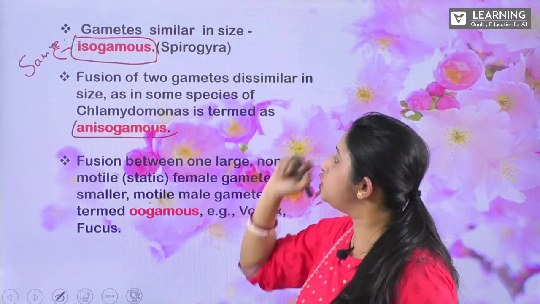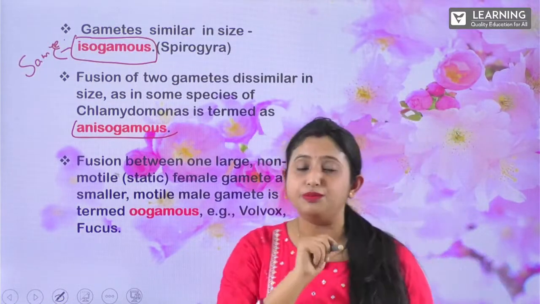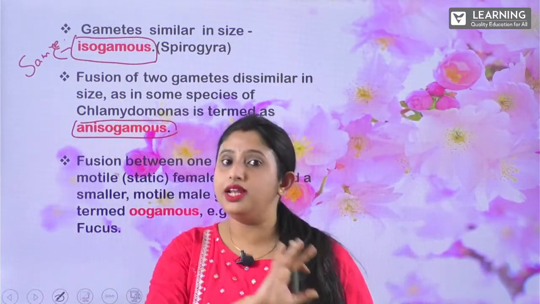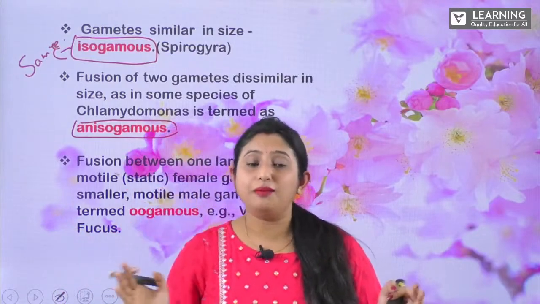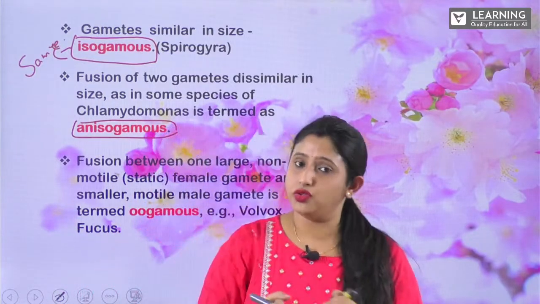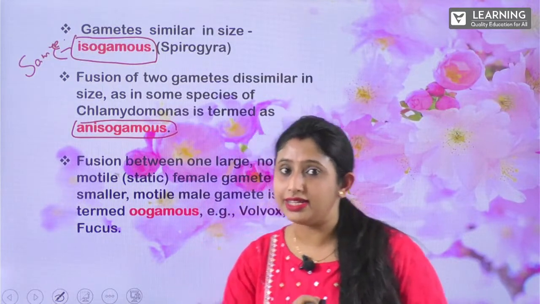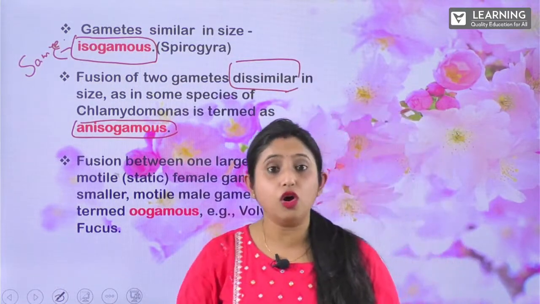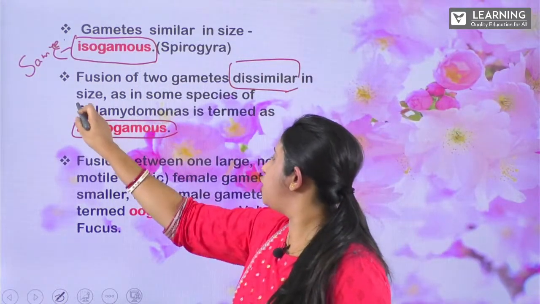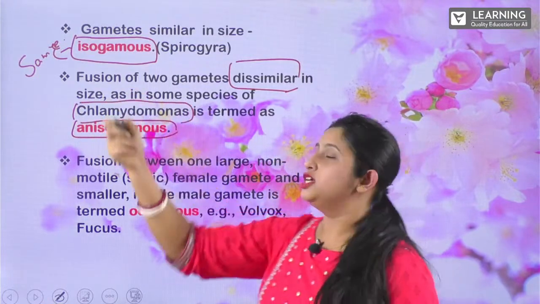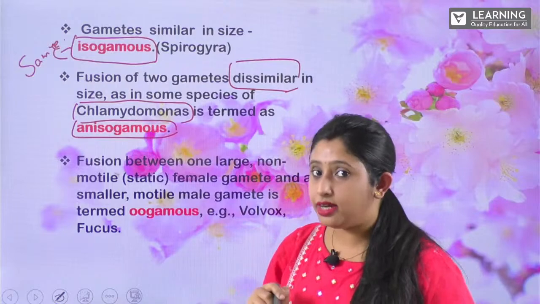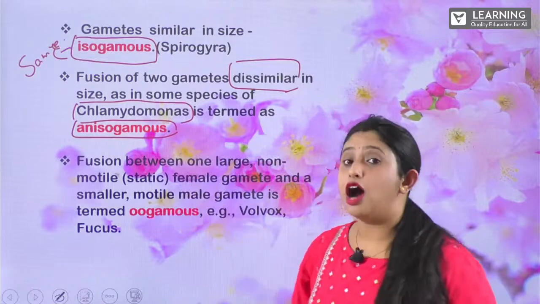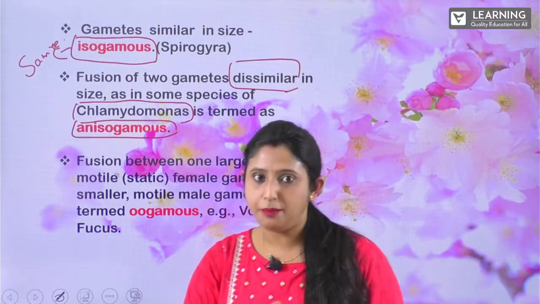anisogamous? It is the fusion of 2 gametes which are dissimilar in size. Anisogamous means the gametes are not similar. In isogametes, the gametes are exactly similar; in anisogametes, the gametes are dissimilar. In species of Chlamydomonas, which is one type of algae, we see this fusion of dissimilar gametes.